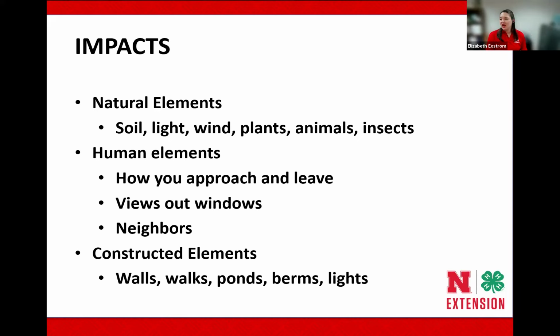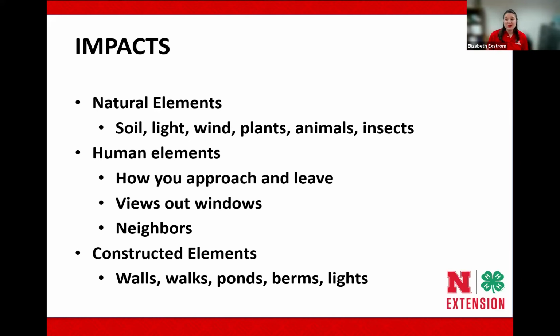Do you approach and leave through your front door? If you don't, how easy is it to go through the side door? Do you go in and out through the back patio? How are you going to utilize this landscape? We talked about the views and the vistas through the windows.